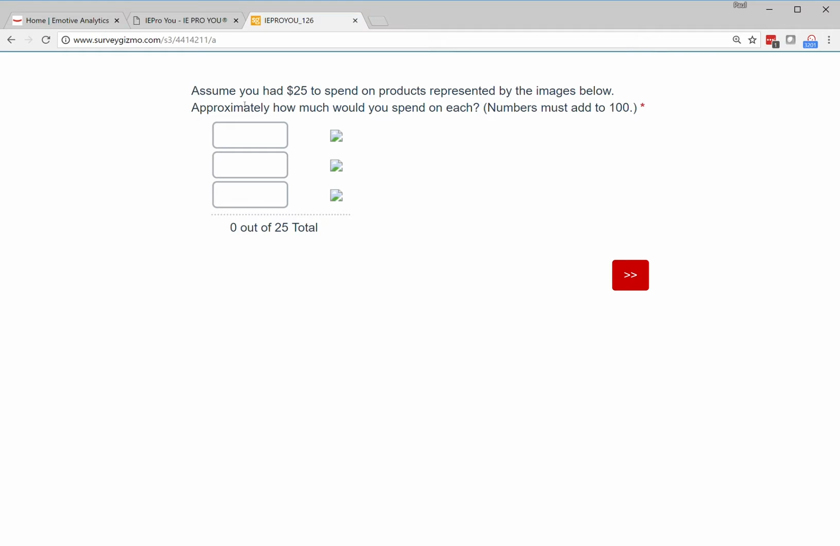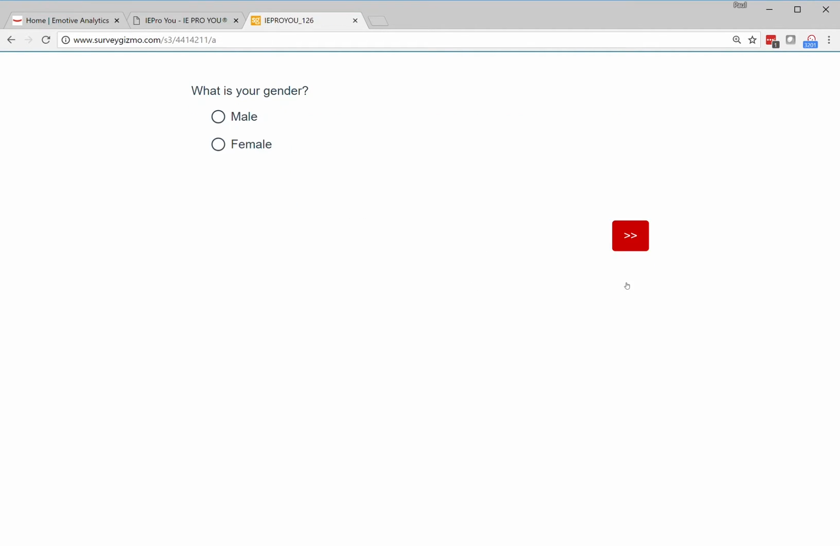And then again, here is the constant sum question. We say assume you had $25 to spend on the products represented by the images below. Again, we don't have it here, but you'll see that the logos or the representations of your SOIs will be here. This should be KFC, and it should be Subway, and it should be Jack in the Box. We randomly order these so that they don't always show up in the same order. So these have to add up to 25, so I'll say 10, and I'll say 8, and I think if I do my math right, that should be a 7. And when I do that, it should add up to 25. And again, we only had 2 outcome questions there, so we're done with those.